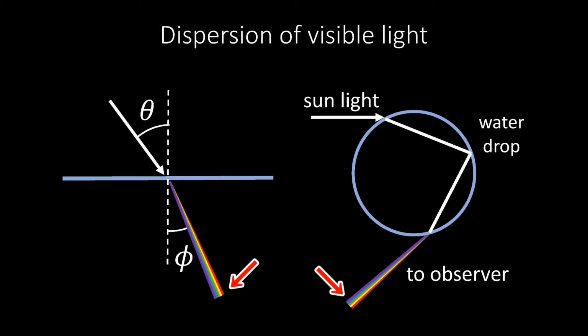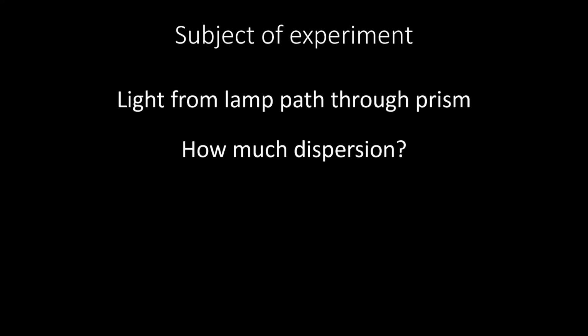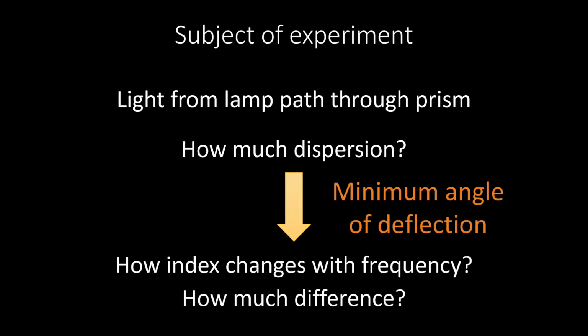Now, let's try an experiment to see for ourselves. In this experiment, we will examine what happens when light from a lamp passes through a prism. Let's use the minimum deflection method to find out if dispersion is occurring, and how much the refractive index really changes with wavelength or frequency.